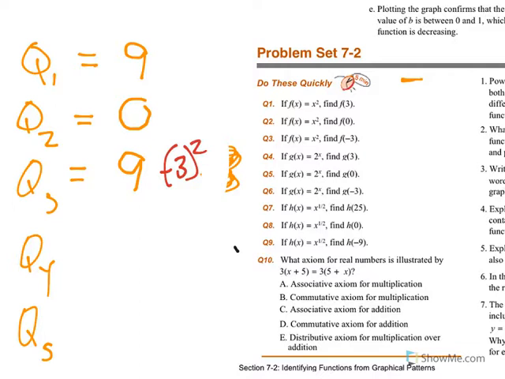Q4, 2 to the x, that's 2 to the third, which is 2 times 2 times 2, which is 8. Q5 is 2 to the 0. Anything to the 0th power is 1.